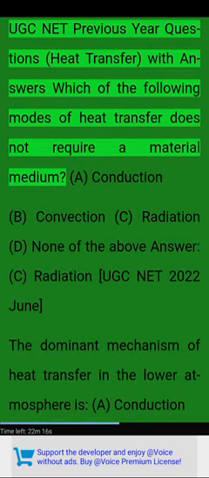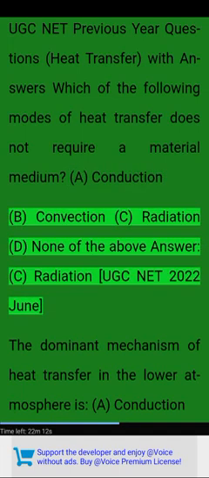UGC NET previous year questions, heat transfer, with answers. Which of the following modes of heat transfer does not require a material medium? A. Conduction. B. Convection. C. Radiation. D. None of the above. Answer: C. Radiation. UGC NET 2022 June.